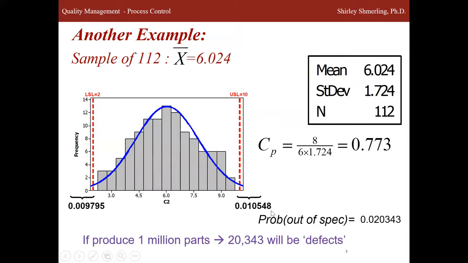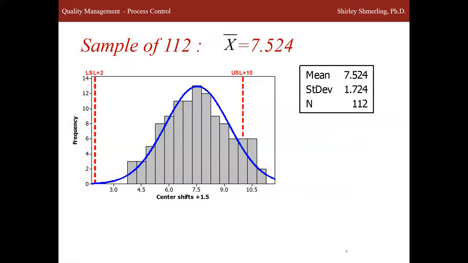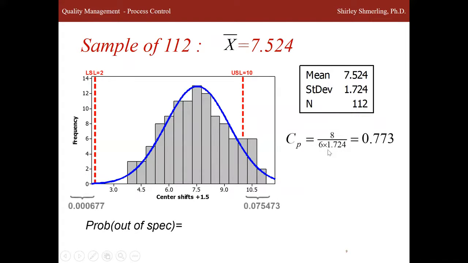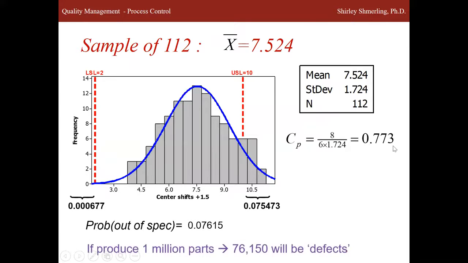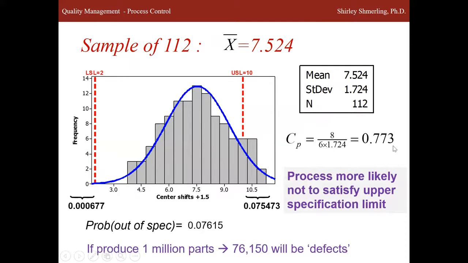We can calculate the probability of being out of specs, and we see that the defects per million, the DPMO, is 20,343. What will happen though if we take similar requirements and a process with a similar standard deviation, but the mean of the process is now at 7.524 instead of the 6 that we had before? Again, we have 8 divided by 6 times 1.724, and we get the process capability of 0.773, so it looks the same as earlier.